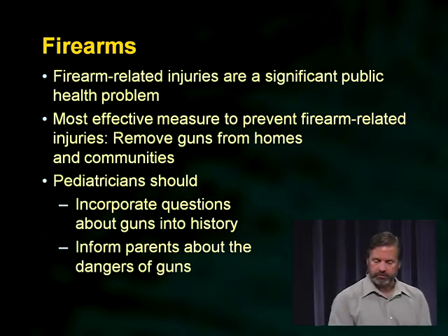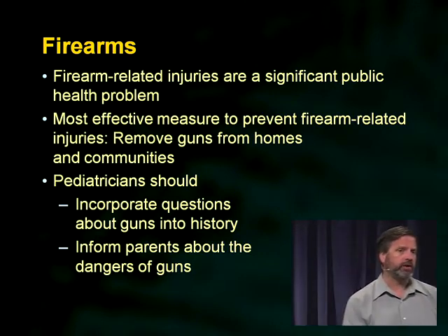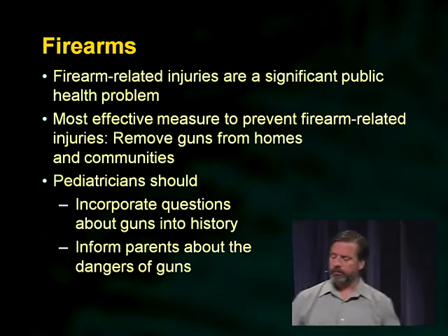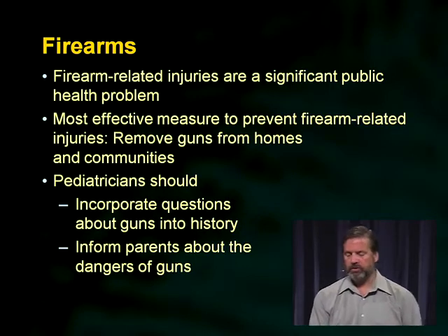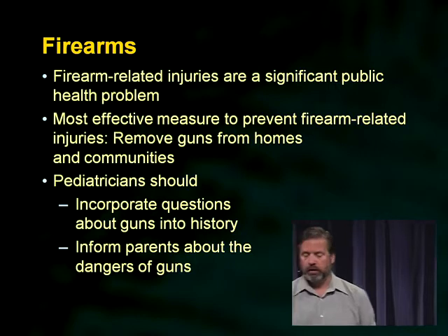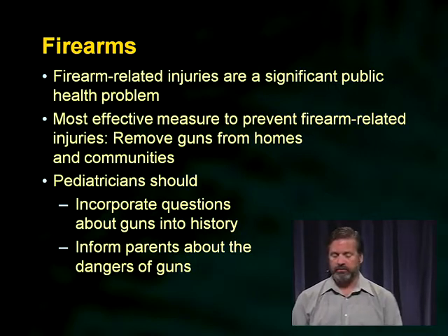Okay, firearms. Firearm-related injuries are also a significant public health problem. So the most effective measure is to take guns out of homes. Now, for some parents, that's not going to be an option, and if it's not, then as we discussed yesterday, the best thing is to make sure that the gun and the ammunition are locked up and separate, away from a place where a child might get access to them.